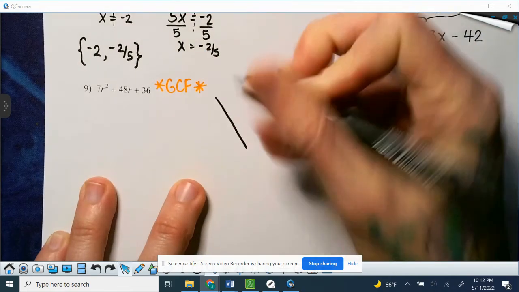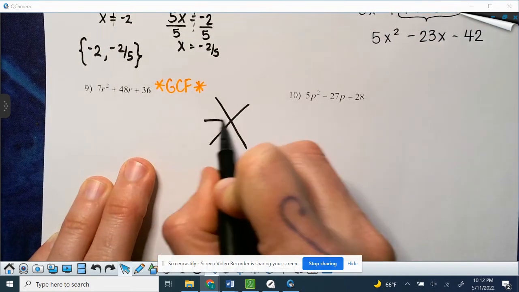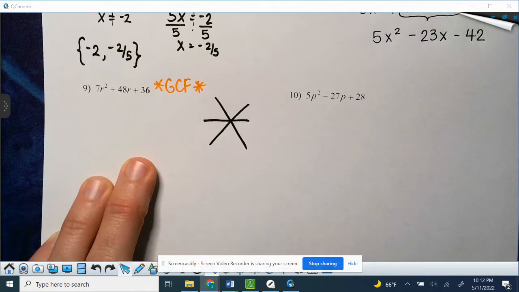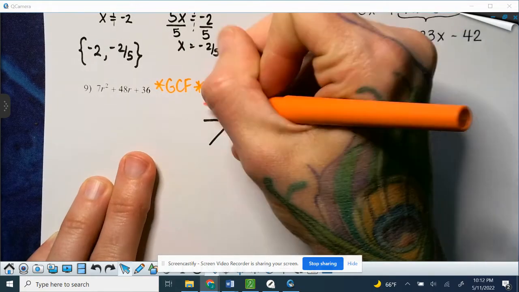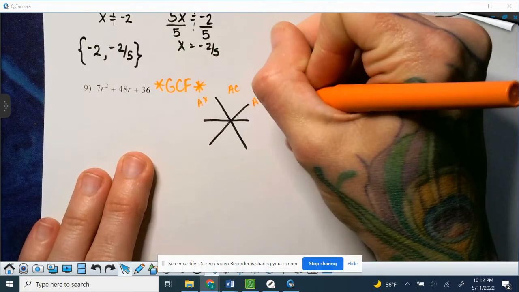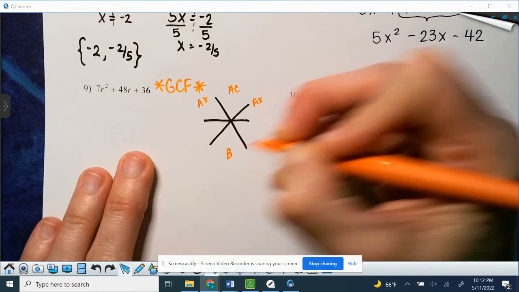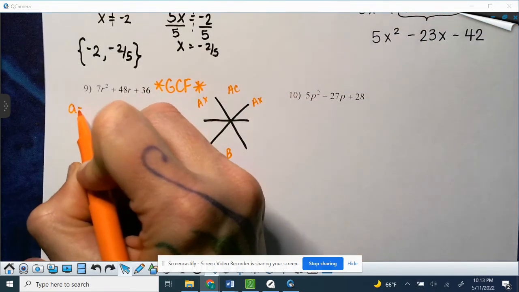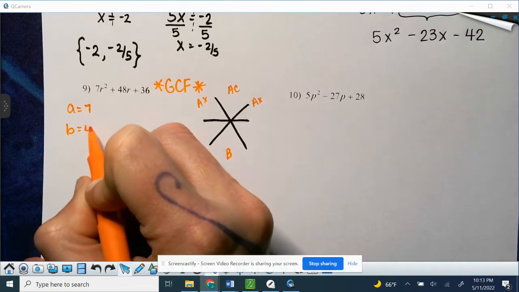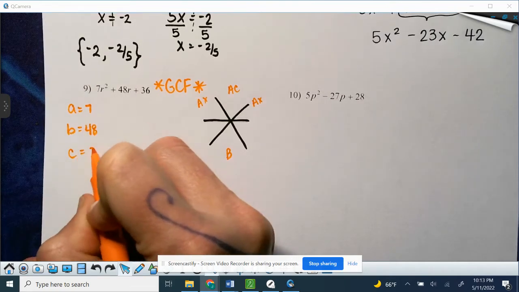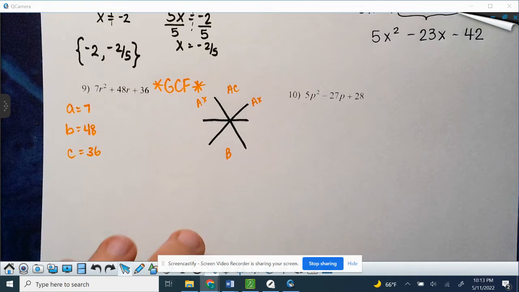So again, we're going to take our big star, our line in the middle. AC goes on top. AX goes in the corners. And then B goes in the bottom. Again, our A value in this case is 7. Our B value is 48. And our C value is 36. So B is 48. So 48 is going to go in the bottom.